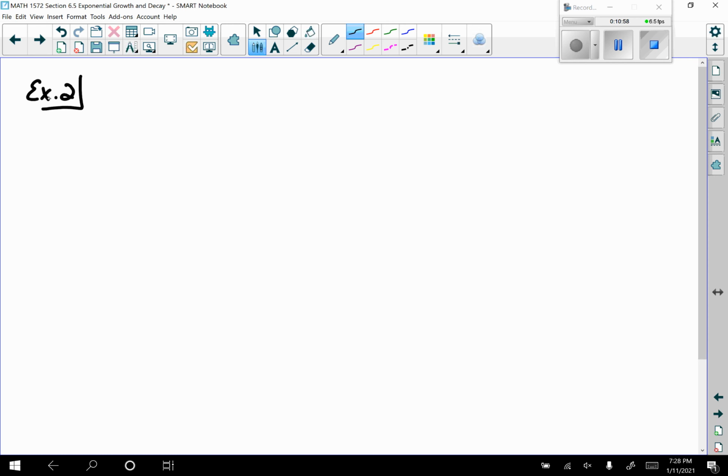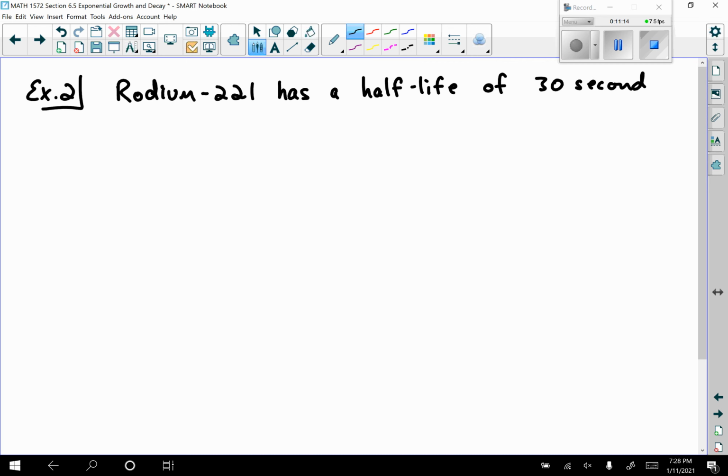Okay, so we're going to work with rhodium-221. And this has a half-life of 30 seconds. Question is, how long will it take for 25% of the sample to decay?